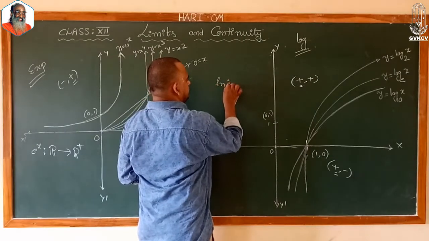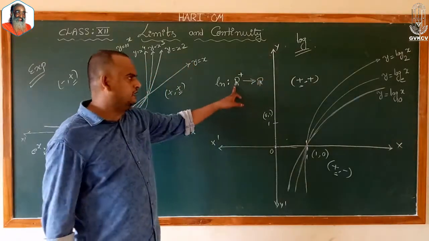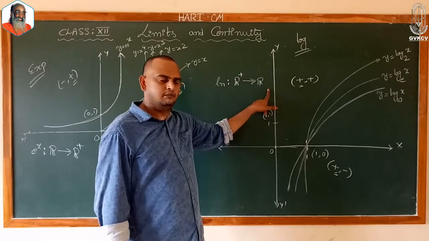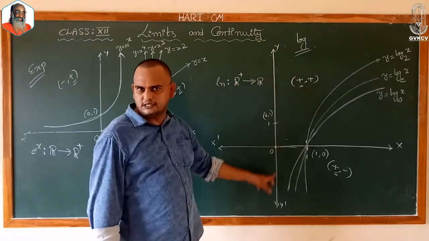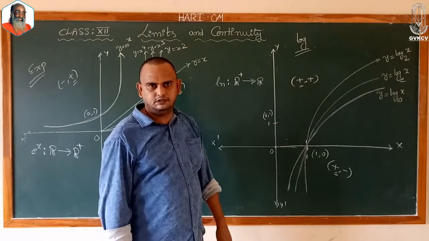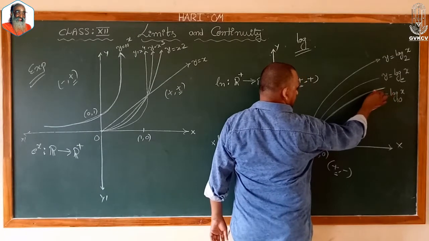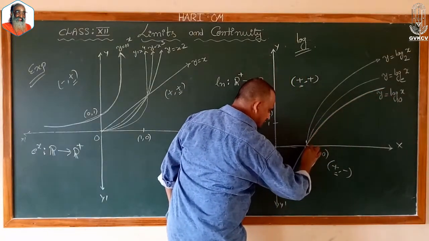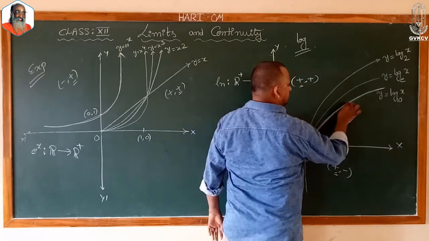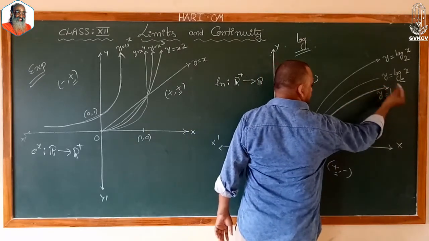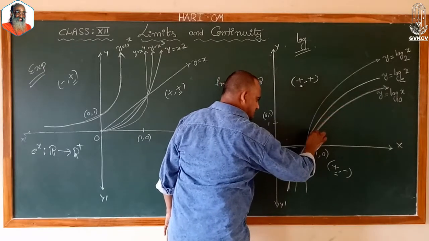For logarithms, what is the definition we have? Positive real numbers to real numbers. The domain is positive real numbers, the range is real numbers. So we take only positive values for the domain. The range is nothing but our y, the y axis, meaning we have real numbers. So first we are taking the natural logarithm. This is our graph of the natural logarithm. This is about the natural logarithm. The common logarithm is y equals log x to the base 10.